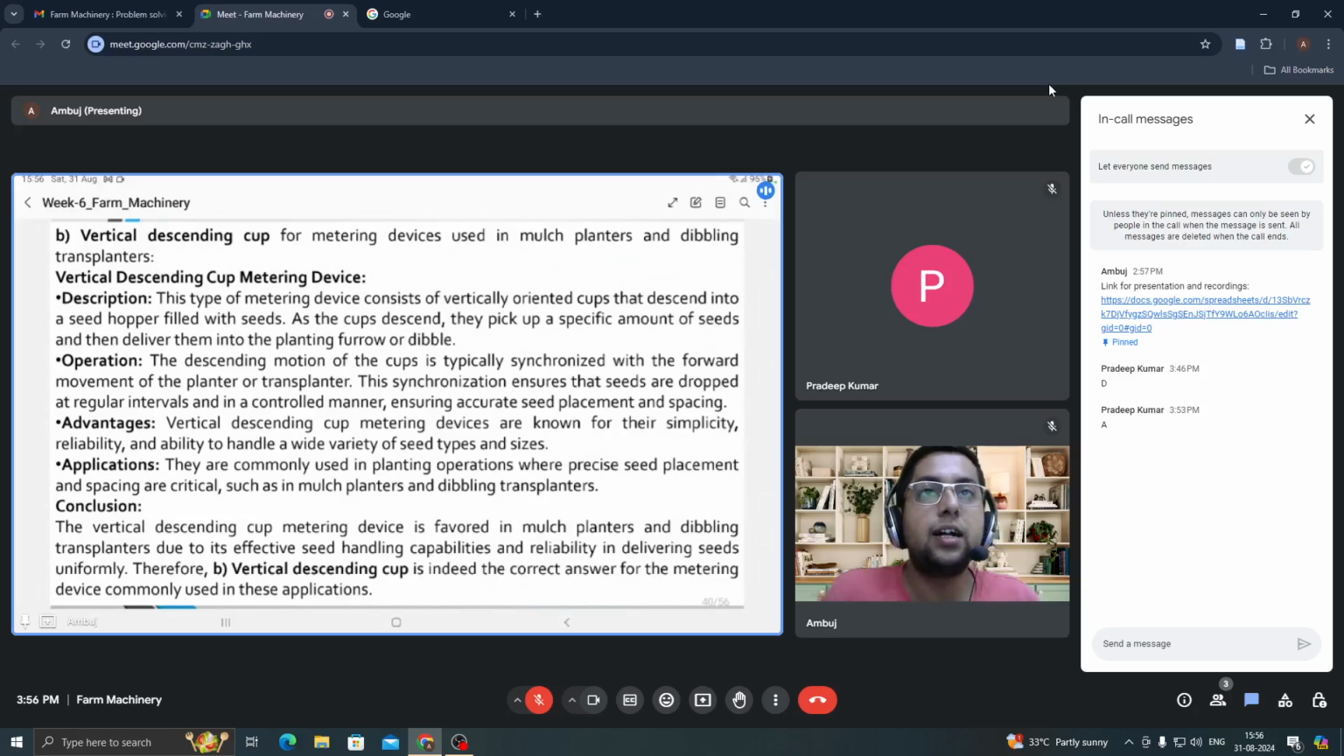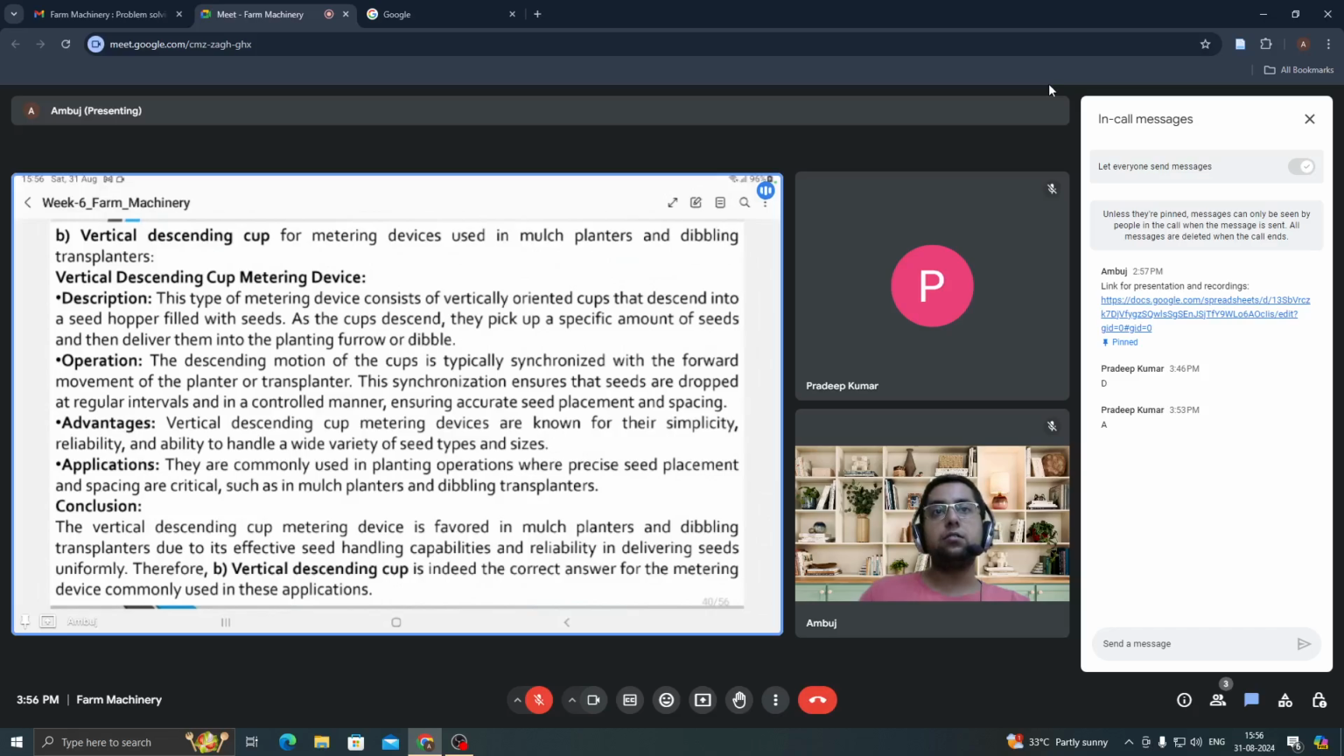As I showed in the figure, the chain is attached. That will lower down this particular cupping mechanism, and it will plug down the metering device. It will plug down the seed, and it will directly transplant or directly sow them into the soil root zone. The descending motion of the cups is typically synchronized with the forward movement of the planter or transplanter. Synchronization ensures that seeds are dropped at regular intervals in a controlled manner, ensuring accurate seed placement and spacing.